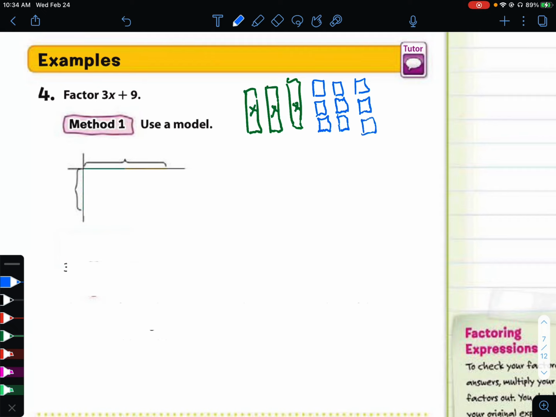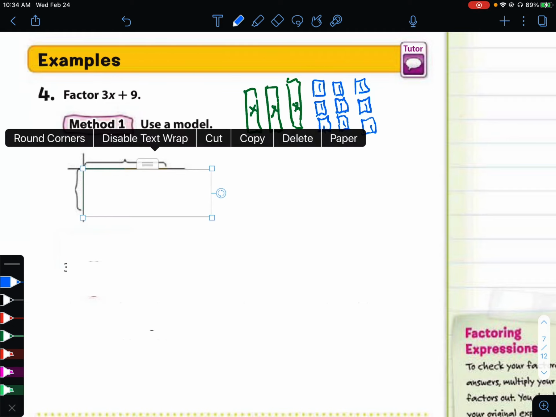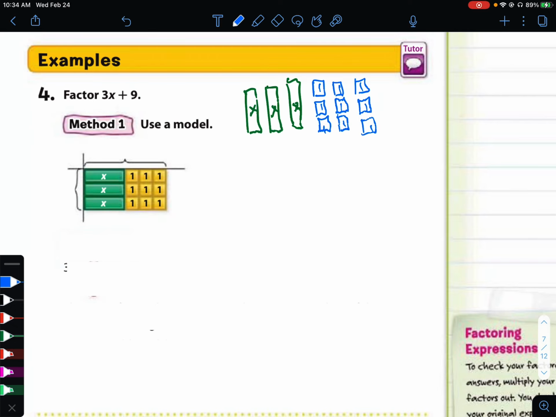Okay, unit tiles mean they are all one. So that is the model of 3x plus 9. Now, if I'm going to arrange them into a rectangle, this is how it's going to look like. Those are my 3x's, arranged exactly to form a rectangle.